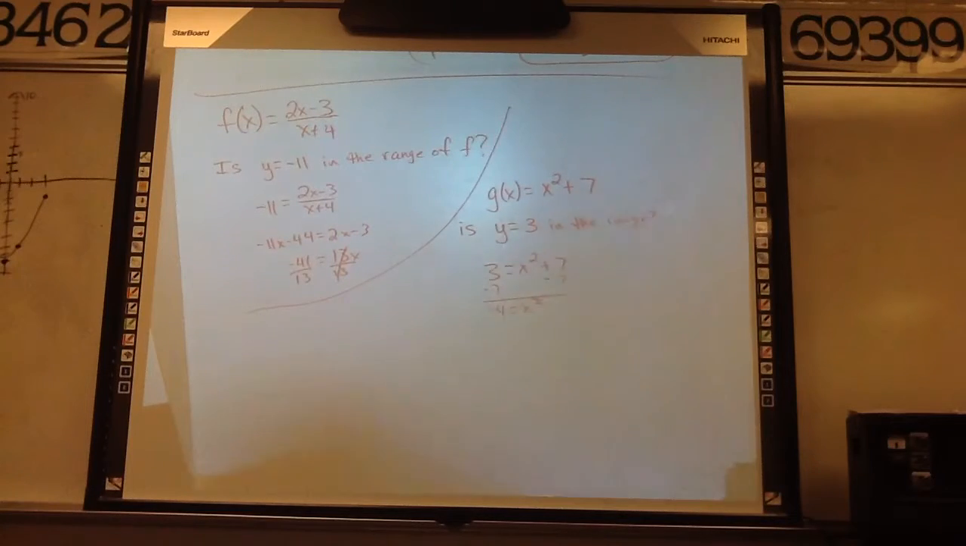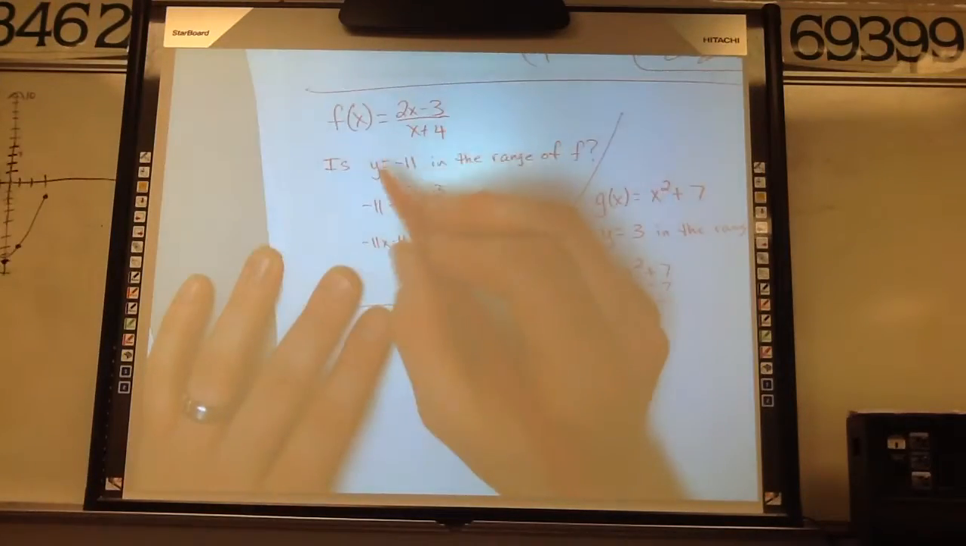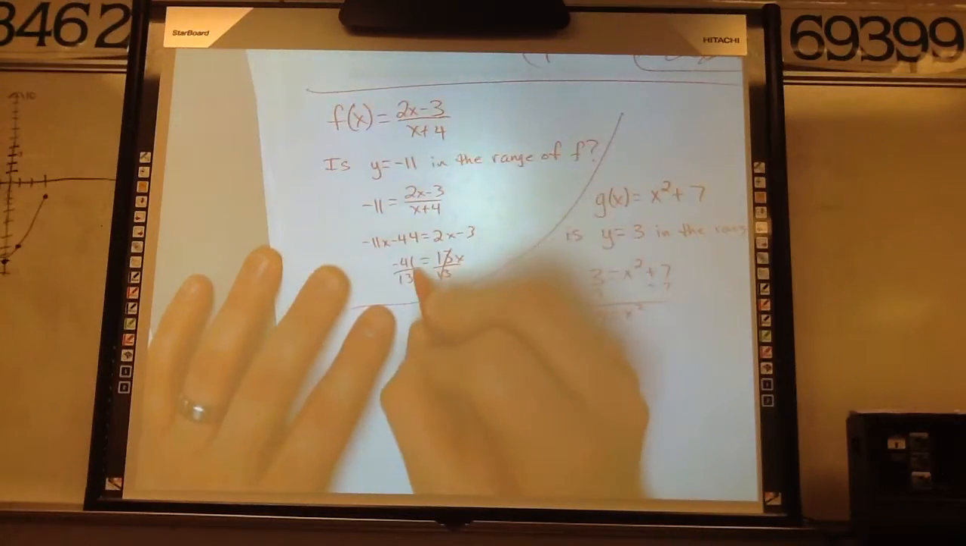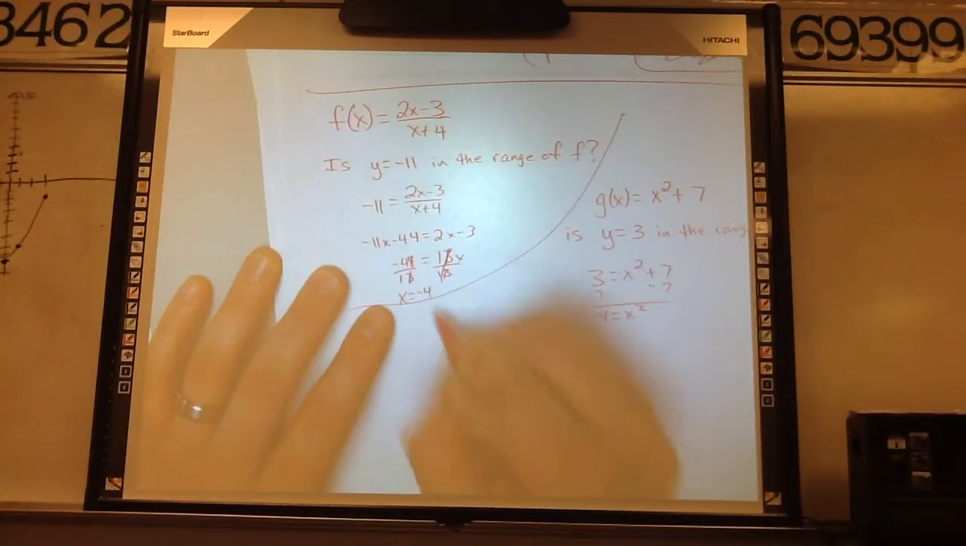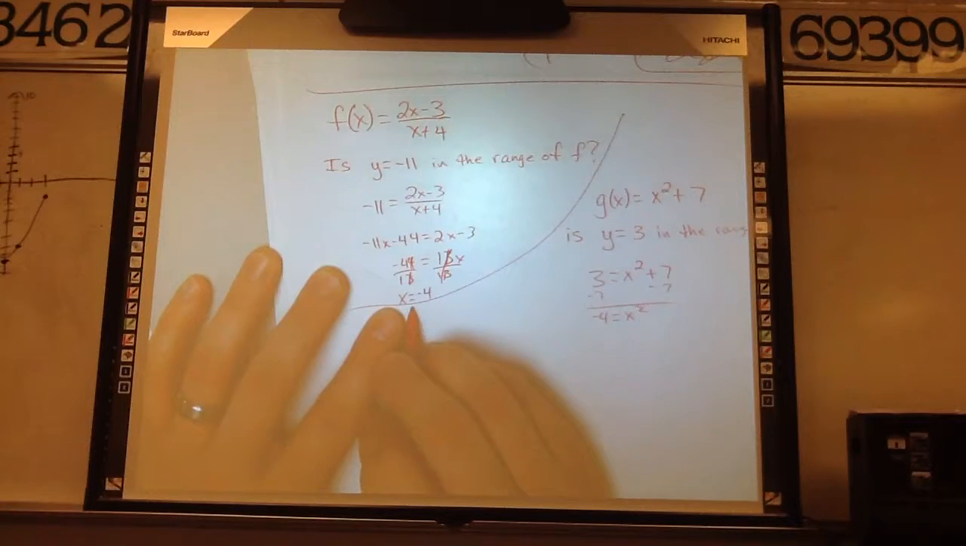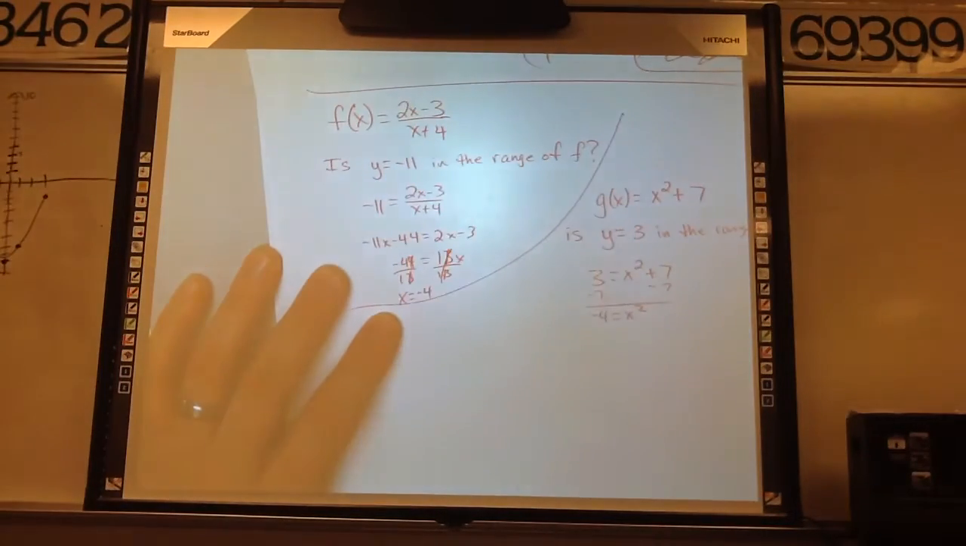You just plug it in for y, solve for x, see what happens. Let's say we solved it and got x equals negative 4. Would your answer have been yes? No, because x can't equal negative 4, since it's not in the domain, so your answer would be no.